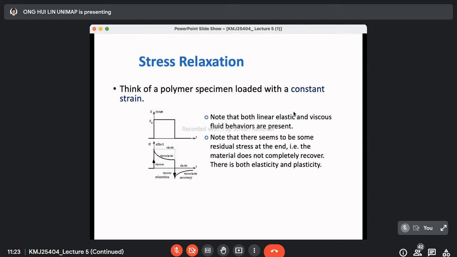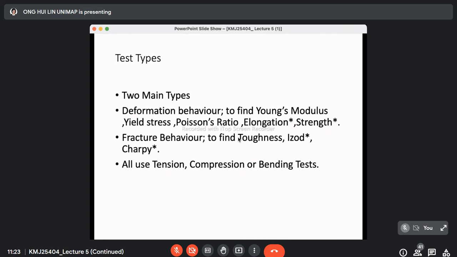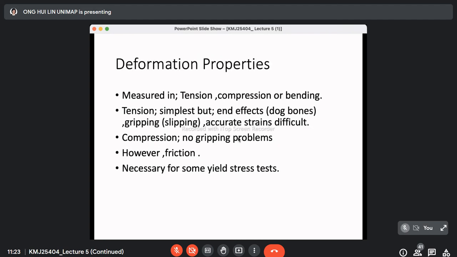Okay, then we also learned this one, which is repeated, so I'm not going to explain about stress relaxation. And this is what we have done in the lab. Okay, then all we learn is about deformation. All the things that we learn are about deformation.